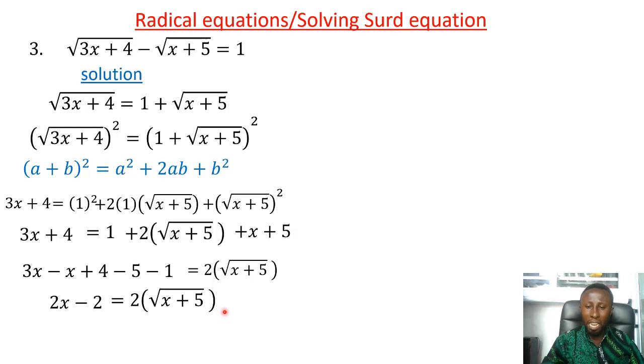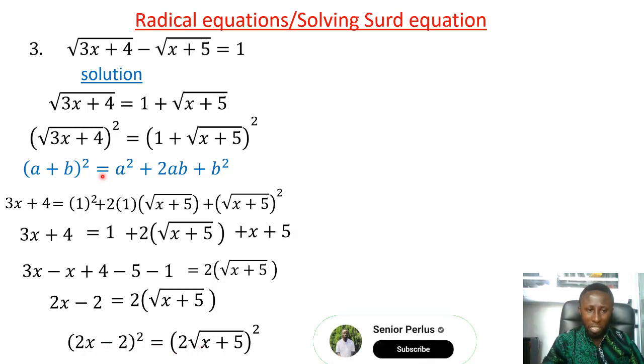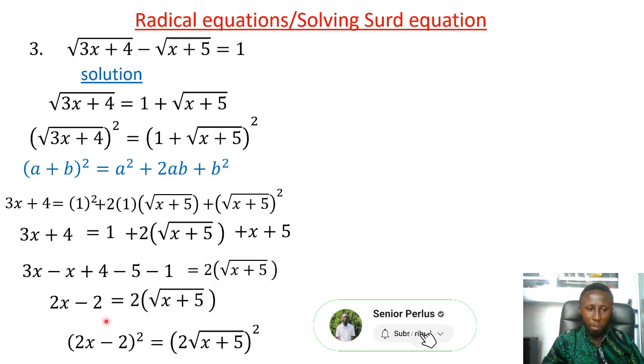What should we do again? Our test left say that we should square again if it is necessary. Yes, because there's still a square root here. So let's square again in order for us to remove the square root. So you square both sides again. Now with this, we are going to use the same approach to simplify.